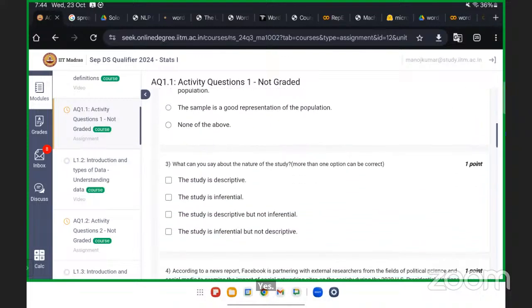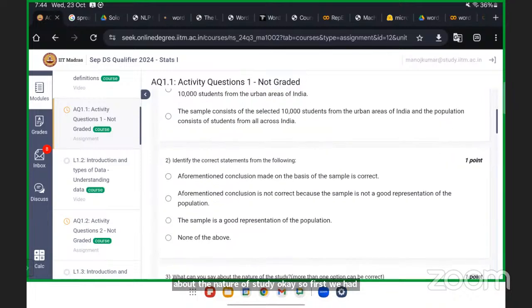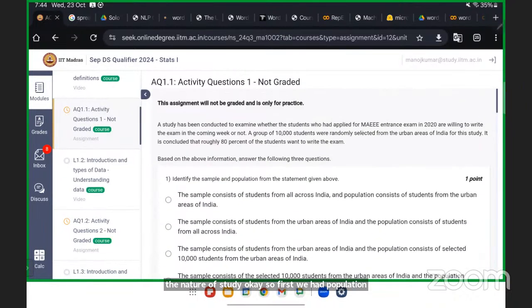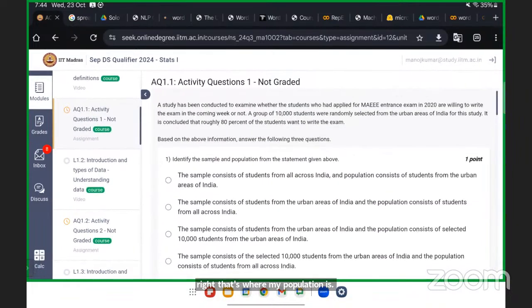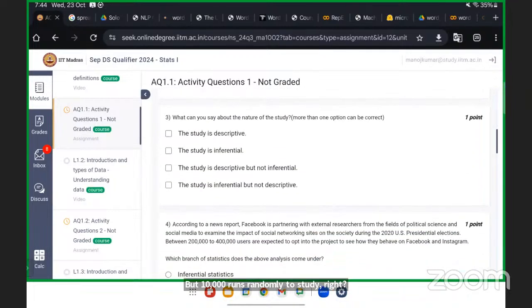And now see, can you say something about the nature of the study? First we had the population, which is all of the students who wanted to write MAE across India. That's what my population is. But I took 10,000 students since I can't collect all of the students' data. They picked 10,000 students randomly to study. Since they took a sample, can I do a descriptive study? Yes, I can. I can find the median of them, the mode of them. That's what descriptive is. I can plot bar charts and pie charts about them, describe them, summarize them. That's what I can do, definitely.